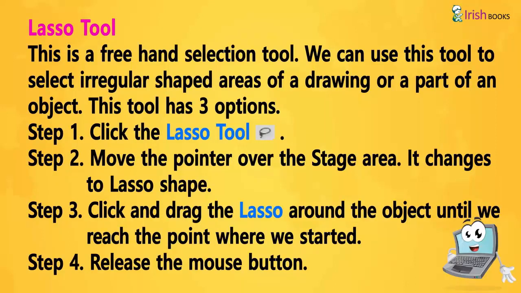Step 1. Click the Lasso tool. Step 2. Move the pointer over the stage area. It changes to lasso shape. Step 3. Click and drag the lasso around the object until we reach the point where we started. Step 4. Release the mouse button.